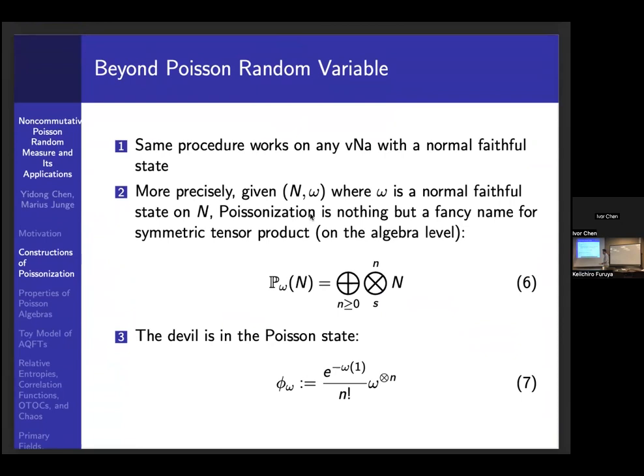Okay, I gave you the story on the simplest form of algebra, complex numbers with a weight. Now let's directly generalize this story. Okay, I chose a difficult job for myself. I directly generalize this to any von Neumann algebra with a normal faithful state. You can do the same thing. The only requirement here is that the state omega is finite. It doesn't have to be normalized, but let's say it's normal. You produce the symmetric tensor product. Again, we need to take a closure, but let's not worry about that. Here it is. That's the Poisson algebra. Here is the Poisson state. This looks very innocent. The devil here is in the definition of the Poisson state. That's the key of the construction.